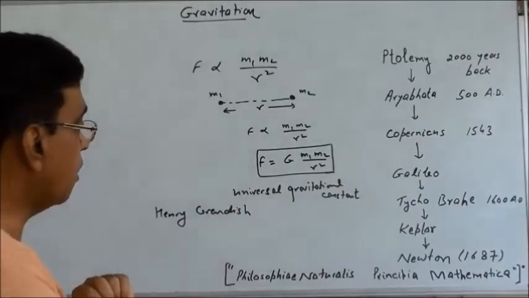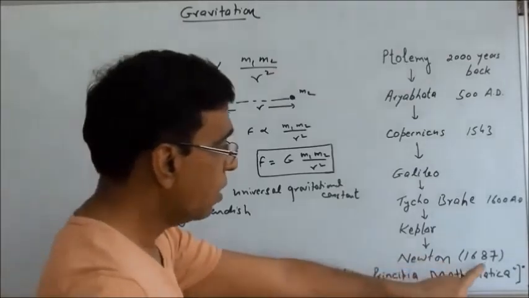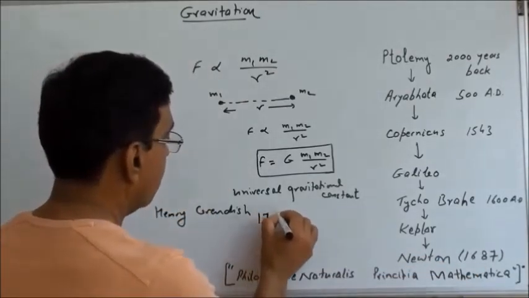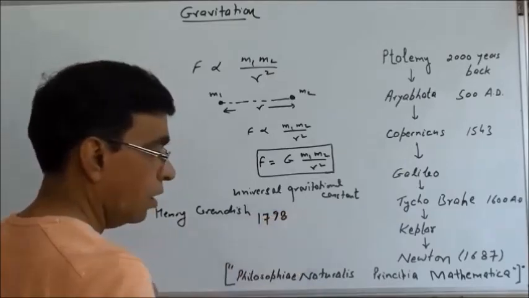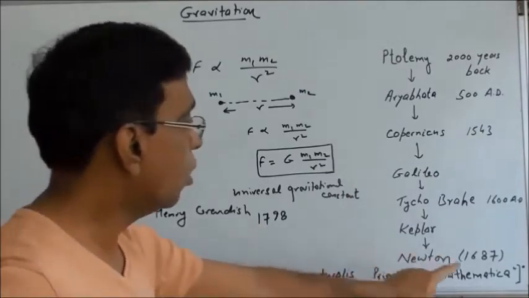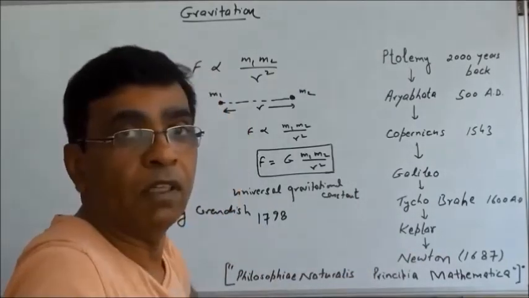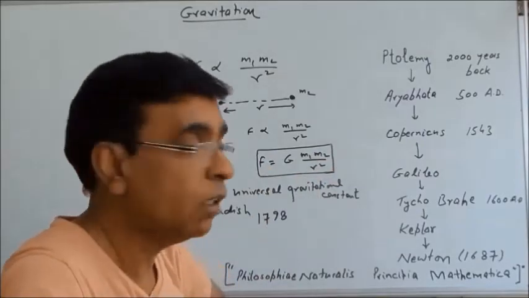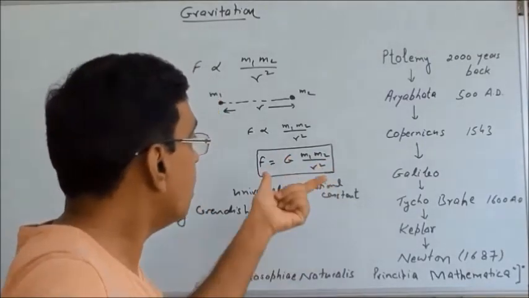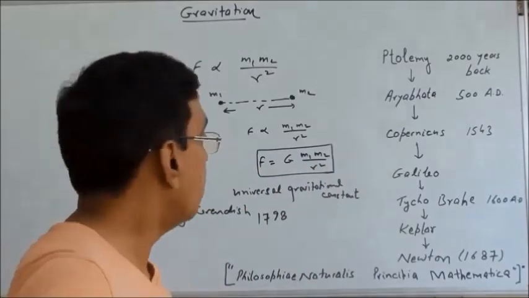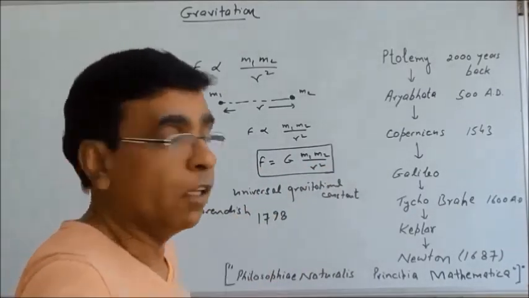Henry Cavendish. This law was formulated in 1687, and this was done in 1798. So about 111 years after this law was formulated by Newton, this constant was calculated, and Newton's law was experimentally verified by Henry Cavendish.